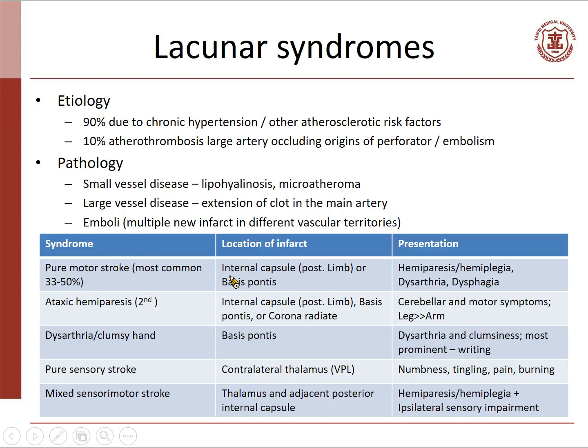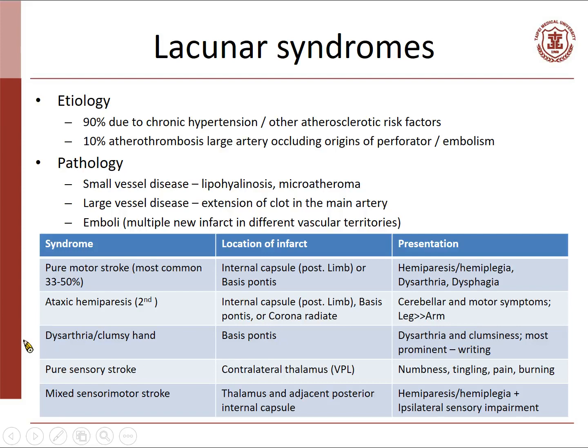Those are the pathways where the corticospinal tract goes. And the second syndrome is the ataxic hemiparesis. This patient may have mild weakness on one side and also ataxia on the same side. So the location of infarct can be in the internal capsule posterior limb, basis pontis, or corona radiata.